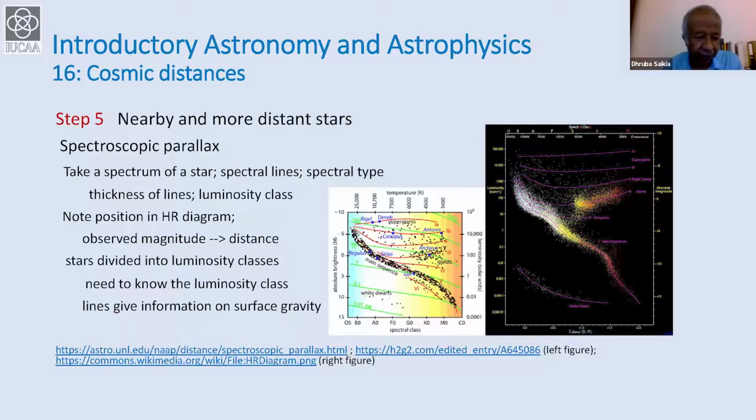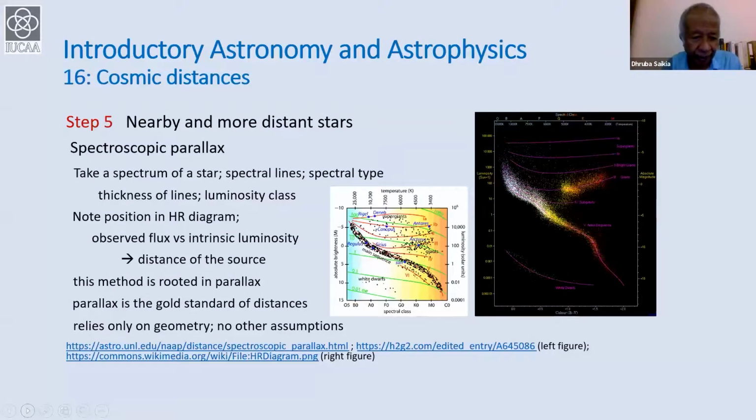Lines also give other information as well. For example, the width of the lines will give you information on the surface gravity of the star. So the spectra of stars contain a lot of valuable information.